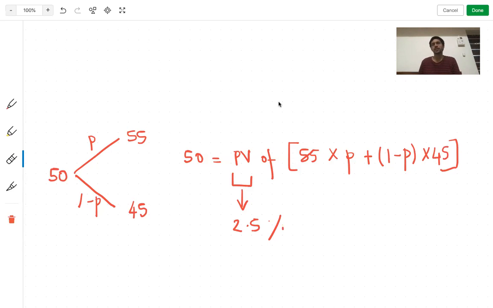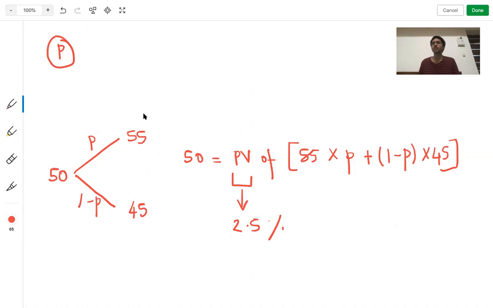So firstly I will start off with the formula for P. In the previous lecture, if you remember, we calculated P by equating the LHS with the RHS, where LHS was the current share price of 50 and the RHS was the present value of the expected share price. Why did we do this? It was the standard DCF method, right? The intrinsic value or the current market price today of 50 rupees has to be equal to the present value of the future cash flows.